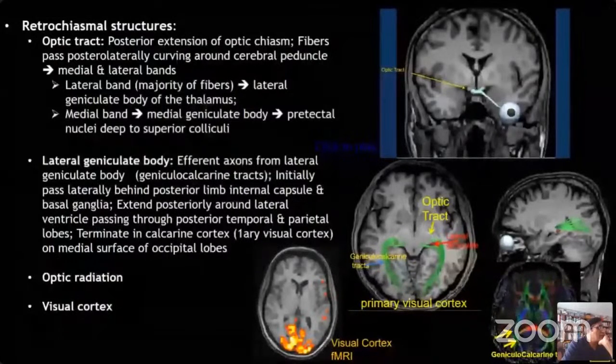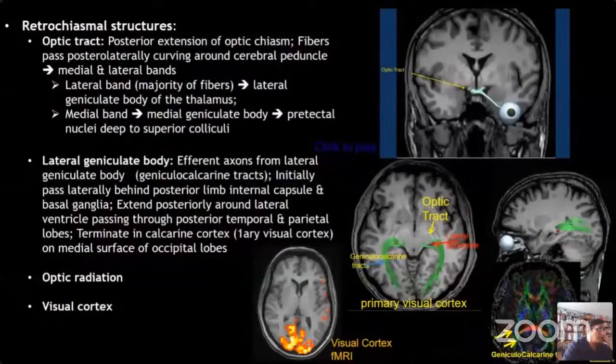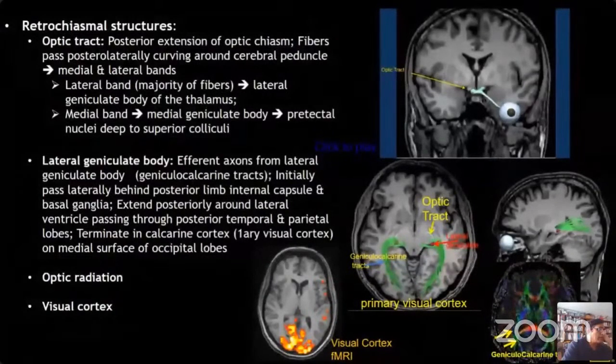from the optic tract, it will go on to the lateral geniculate. A bulk of it will go to the lateral geniculate body. A bulk will go to the medial geniculate body. And from there, the optic radiation will start up, and it will go into the pericalcarine area where the primary visual cortex is.